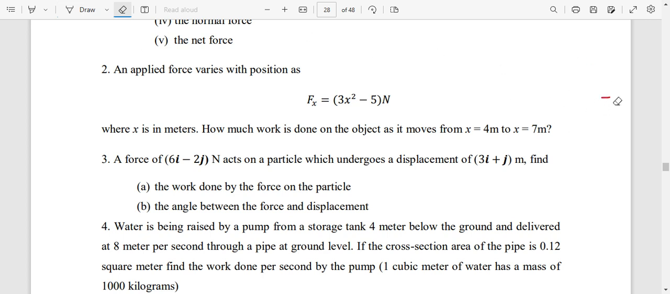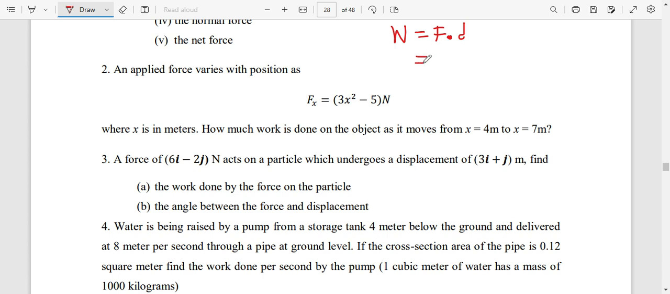So question 3. A force of 6I minus 2J newtons acts on a particle which undergoes a displacement of 3I plus J meters. Find the work done by the force on the particle. Now you know that work is given by force multiplied by distance. So when you are dealing with vectors, don't use a cross, use a dot, because what you are going to perform is a dot product.